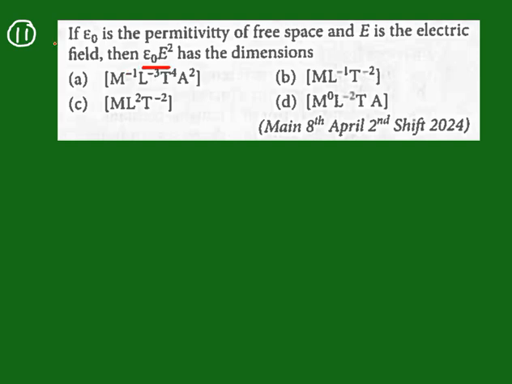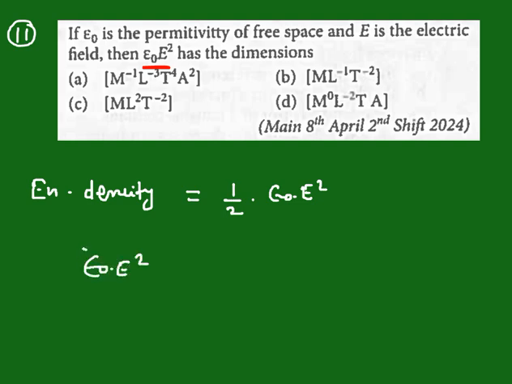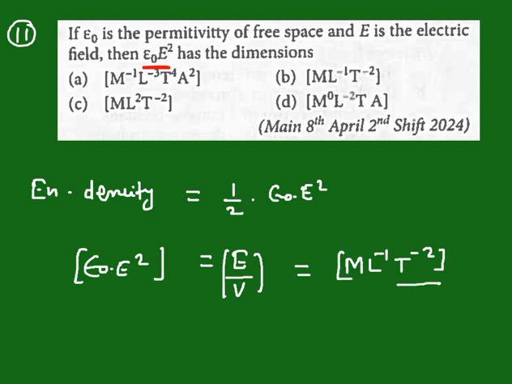We have to find the dimension of epsilon naught E square. One more thing, we know the electric field energy density. What is the formula? Half epsilon naught E square. It means epsilon naught E square has dimension equivalent to the energy density, energy per unit volume. So ML^2T^-2 upon L^3, that is ML^-1T^-2. The option here is ML^-1T^-2, option number B.